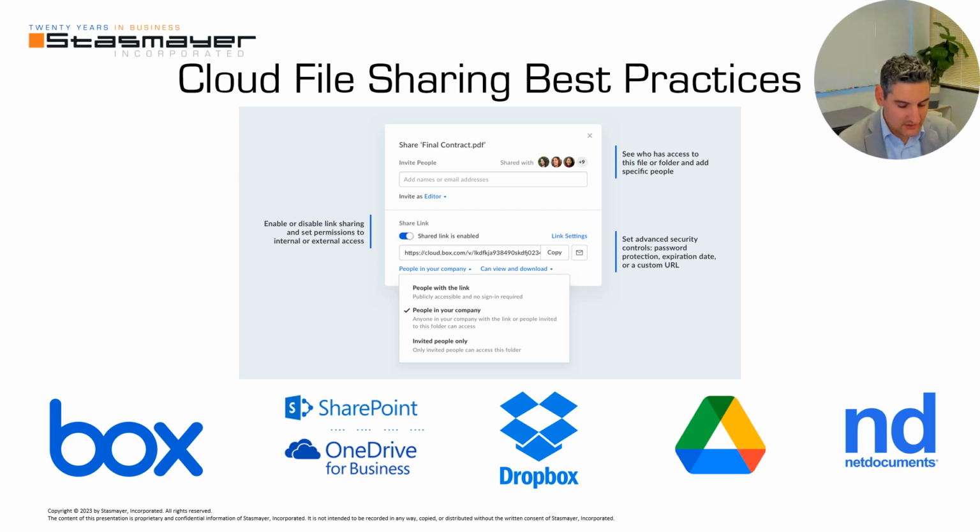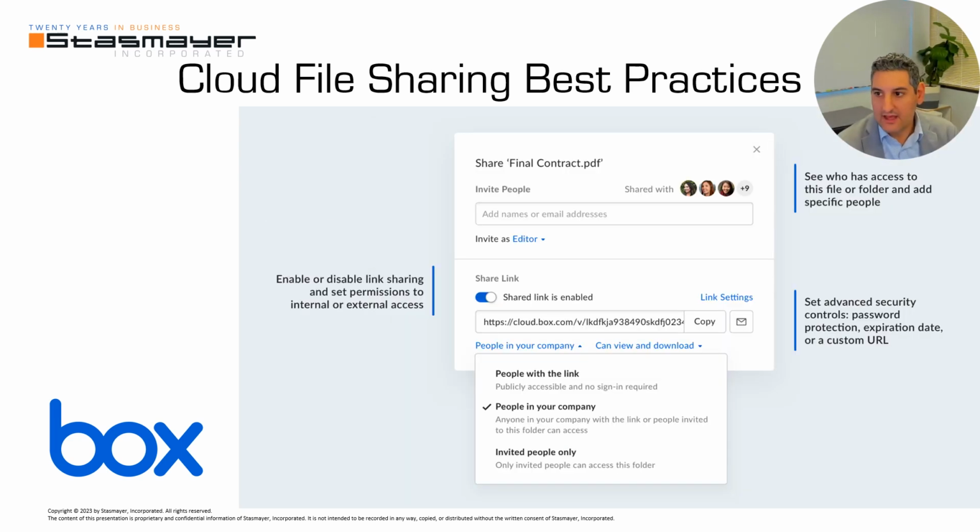As you can see here, we have an example. This is actually from Box of how to properly secure a shared link. So one of the things you can do is make sure you're actually only inviting the people that you need to that link rather than with anybody, whether it's externally or internally. And you can also set a password and expiration date, which we highly recommend for both.